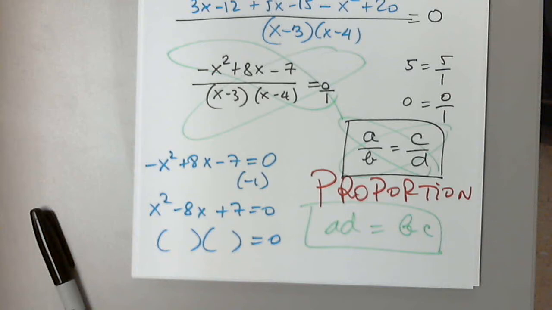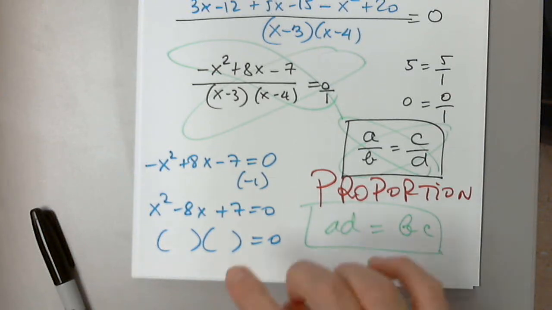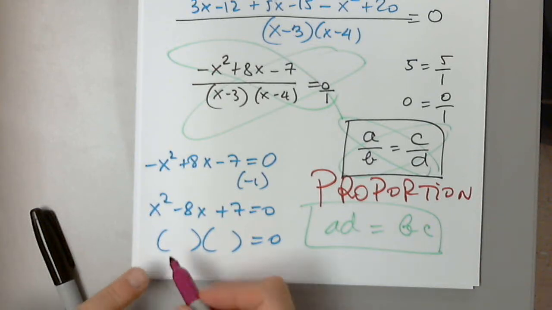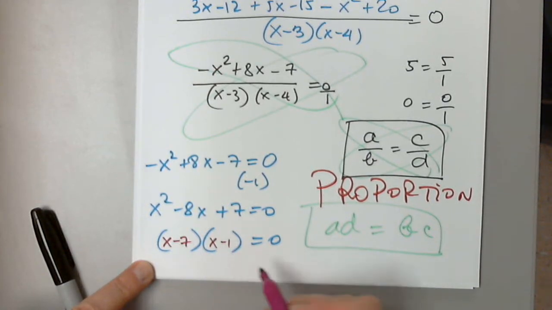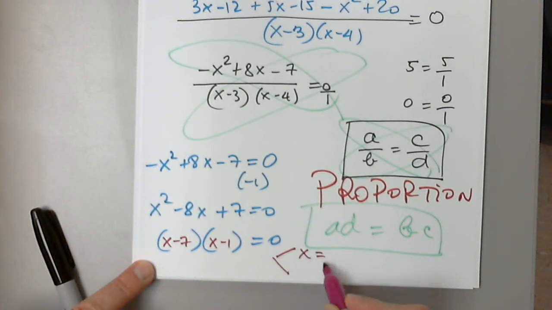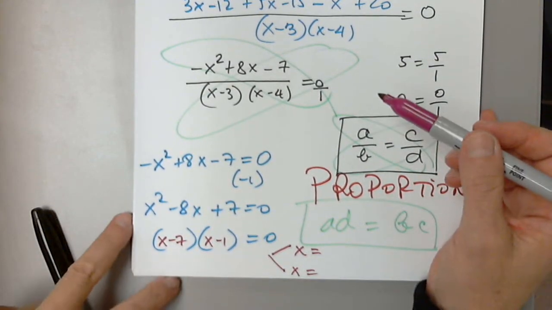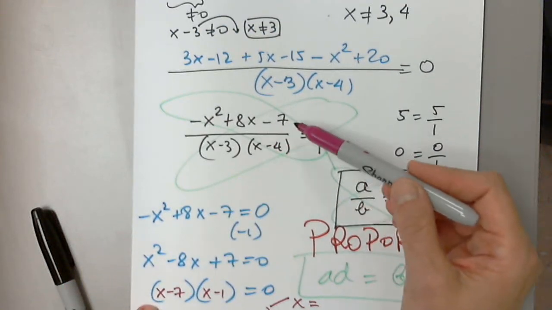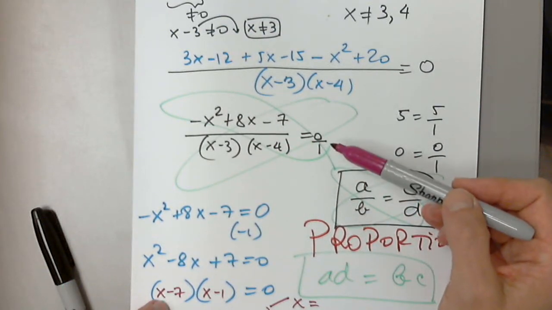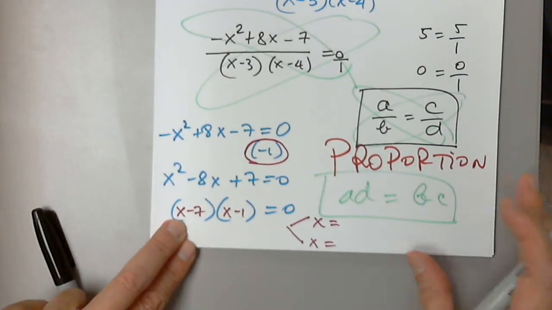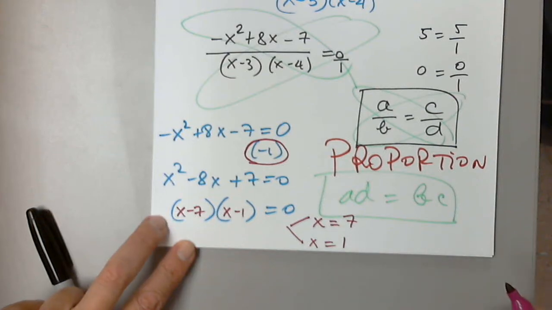Okay, so how do we factor x squared minus 8x plus 7? The product is 7. The sum is negative 8. x minus 7, x minus 1. So there are two options, x equals and x equals. When you did the 0 over 1, you went from negative x squared plus 8x minus 7, and then how did you get rid of the negative? Multiplied by negative 1, both sides. So x is 7 and x is 1.